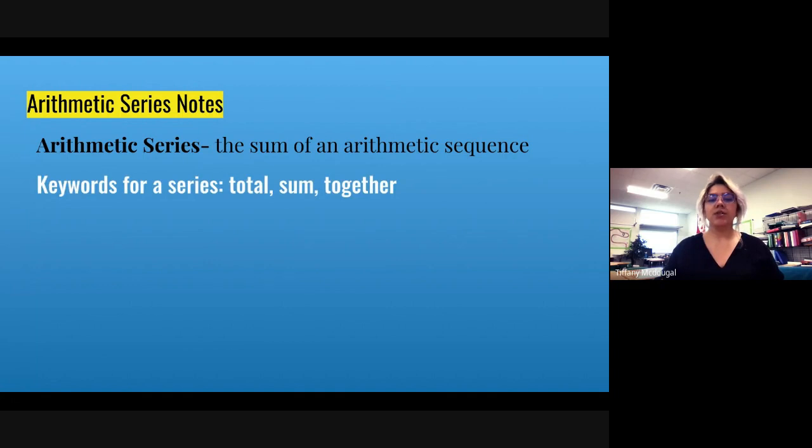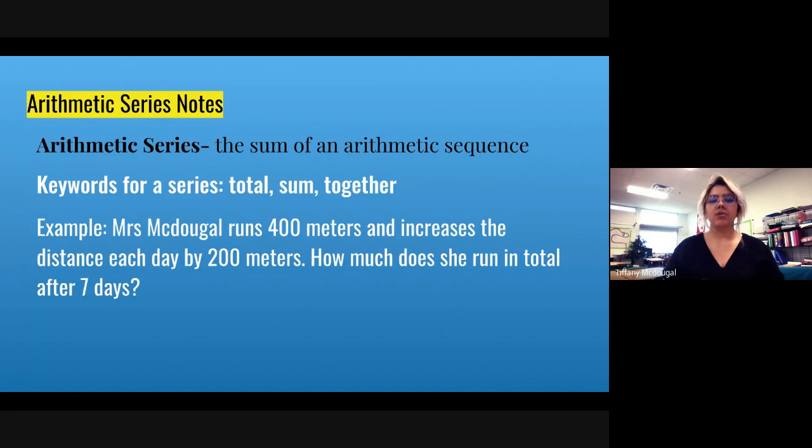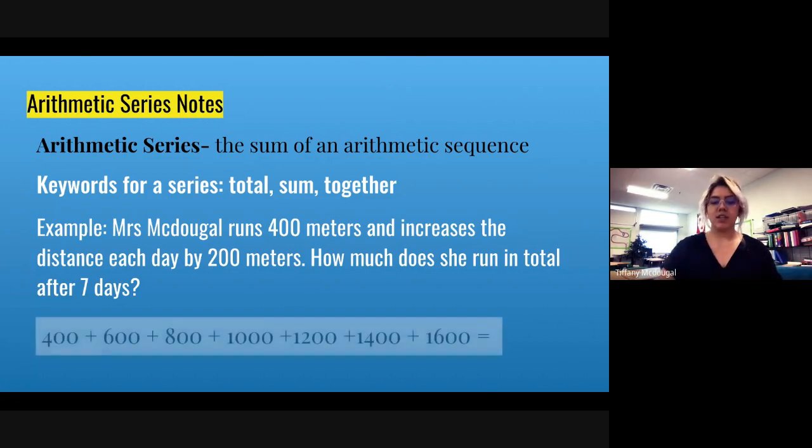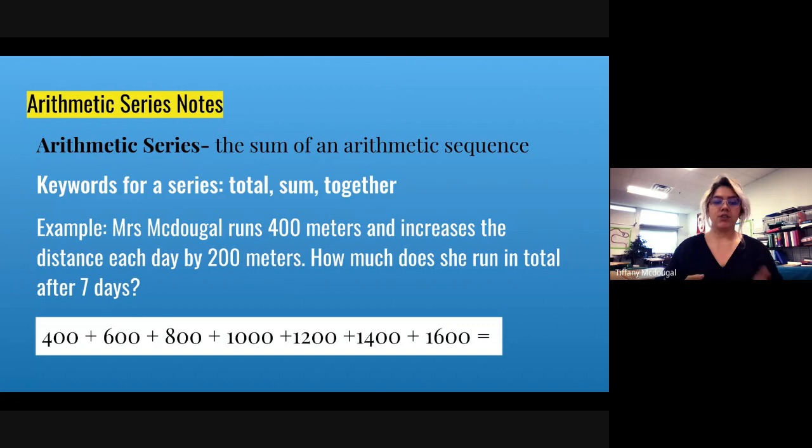So the keywords for a series when you're working with a word problem are words like total, sum, together, things that kind of tell you that we are going to be adding the sequence together. For example, Miss McDougall runs 400 meters and increases the distance each day by 200 meters. How much does she run in total after 7 days? So first, if I create that sequence, the first term being 400, then 600, 800, 1,000, and so on, all the way for all 7 days.